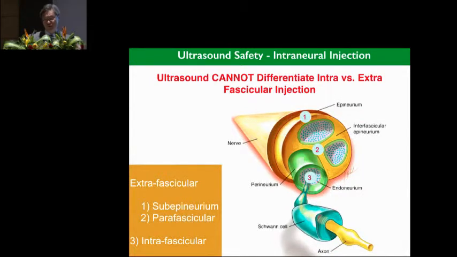So what we do know is that when the nerve swells up, all it tells us is the fluid is injected within the epineurial sheath. But what we cannot tell with ultrasound is whether the local anesthetic is injected inside the fascicle or outside the fascicle. All it tells us is it has penetrated the epineurium.